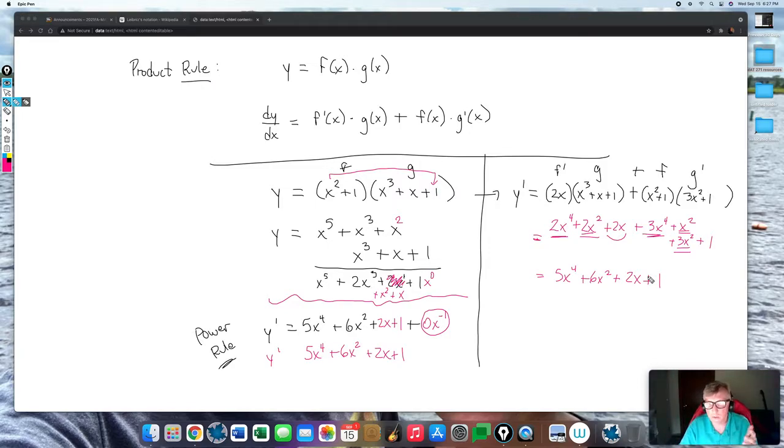But I don't know about you. I kind of think the power rule was kind of involved. Like I had to do all this multiplication and then do the power rule, whereas the product rule was a little bit easier, right? Okay, let's do one more example and then we'll jump into the quotient rule.